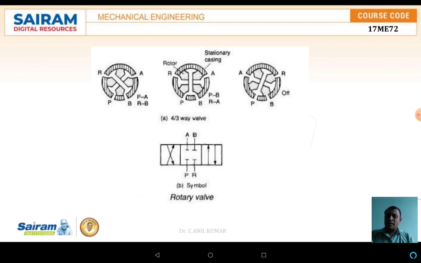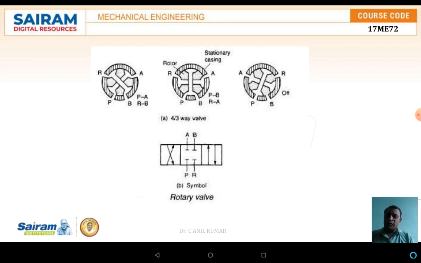See, this schematic diagram shows the rotary valve. There are 3 sketches. The first one represents where P to A and R to B are both in open position. Once the rotary valve has been rotated, it blocks those, and the flow takes place from P to B and R to A.